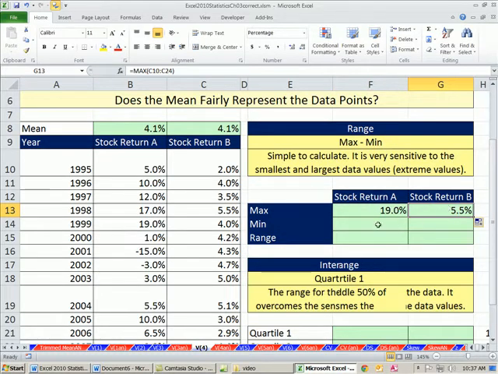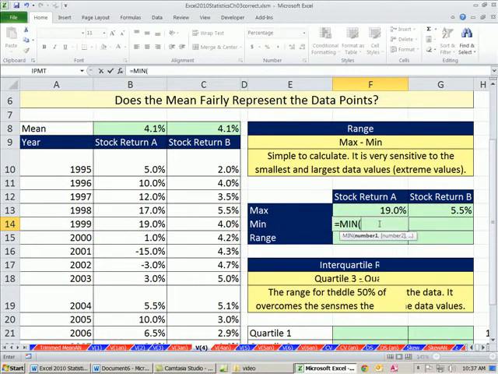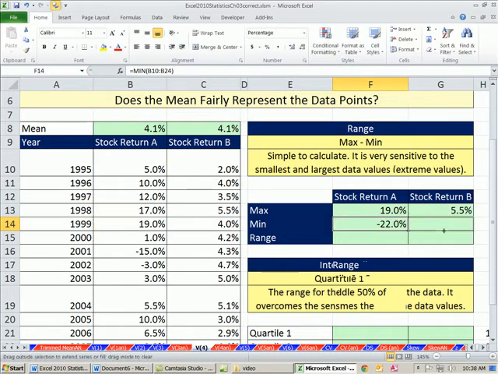Well, let's do the min. I'm going to do stock A first. Control Enter. And then copy it over. Oh, minus 20. I wouldn't want to have a minus 22% return for a year. Oh, and the min here is only 2, so we really never get into negative territory.